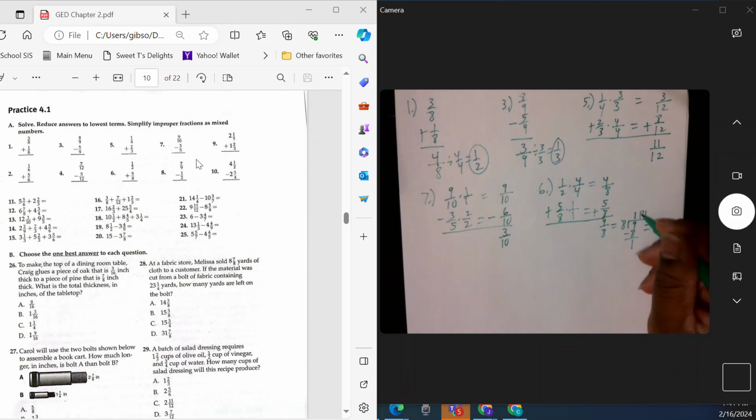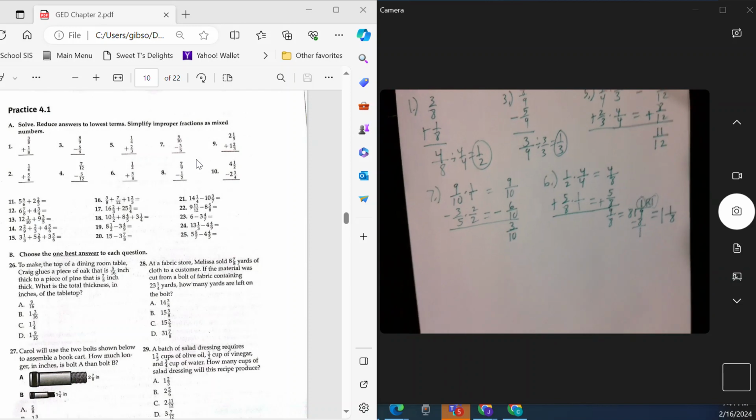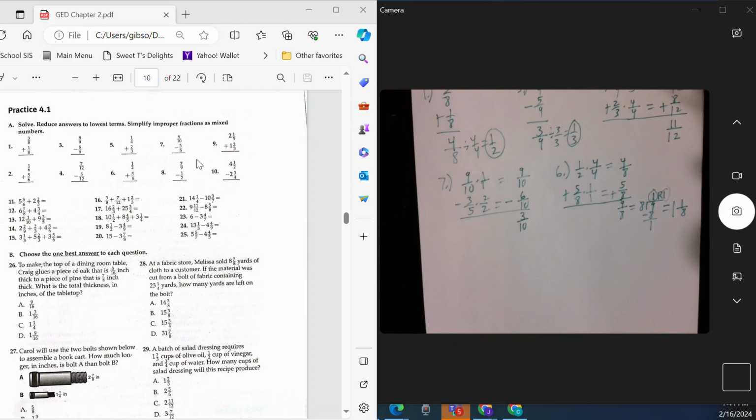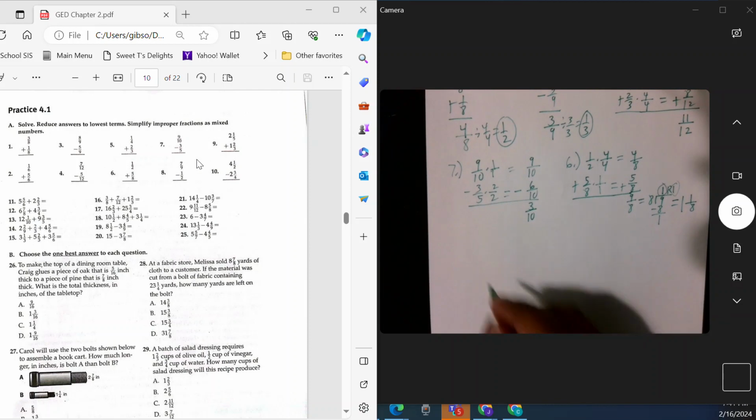So our final answer, the number that's in front of the remainder, is your whole number. Your denominator remains 8, and your numerator is your remainder. So it's 1 and 1/8. Okay, now we're going to move on to problem number 8.